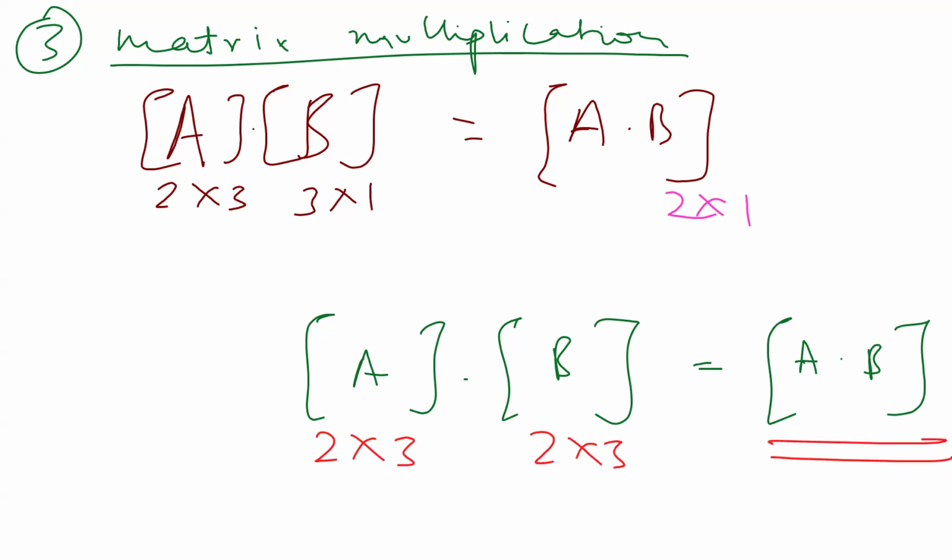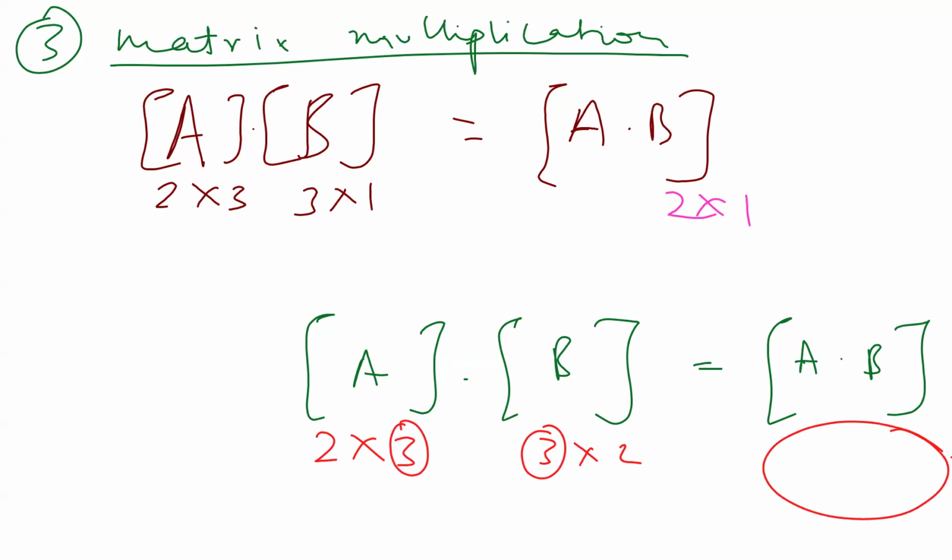Can we get the answer? No, sir. We cannot really get the answer because these numbers are not matching. Okay. Second case. Can we get the answer? Yes, sir. This and this, yes, it is matching. What is the order of the final answer? 2 by 2.